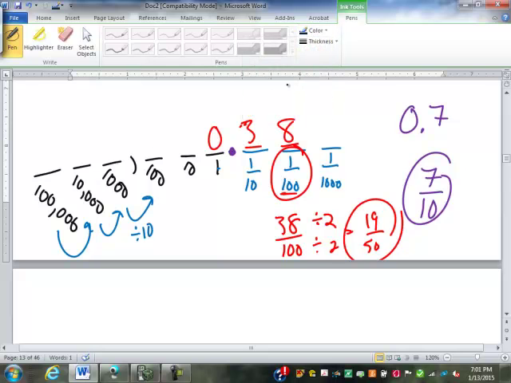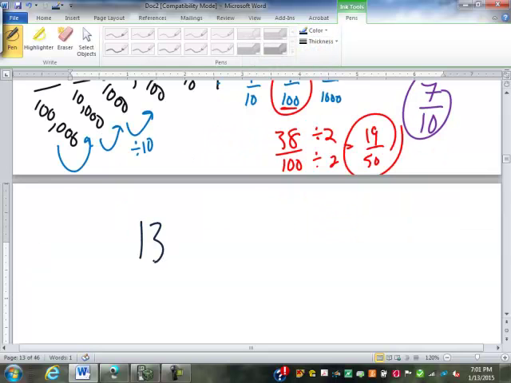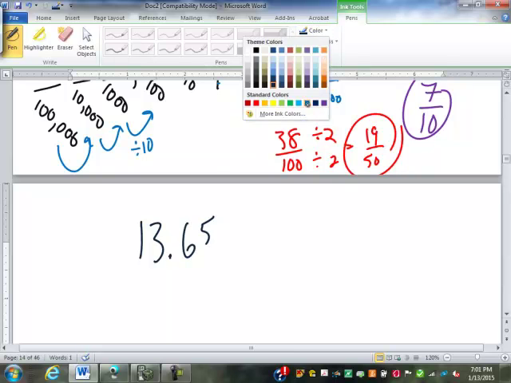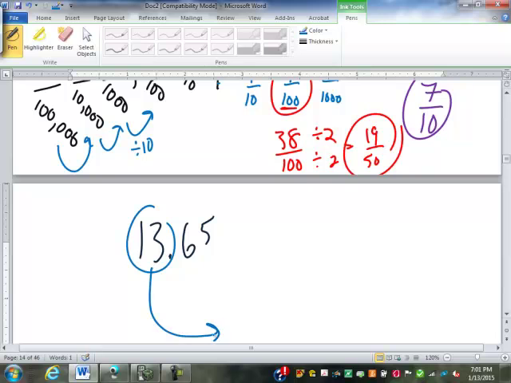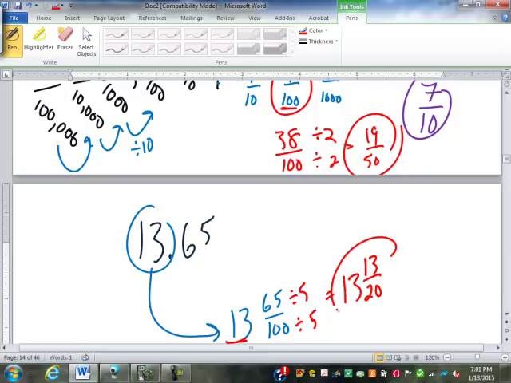If there's a whole number in front, like 13.65, what do we do with it? Well, the answer is we do absolutely nothing with the whole number. That's 13. The 0.65 is 65 hundredths. And of course that can be reduced by 5. So that's 13 20ths. Don't forget there's still that 13 in there. So 13 and 13 20ths.